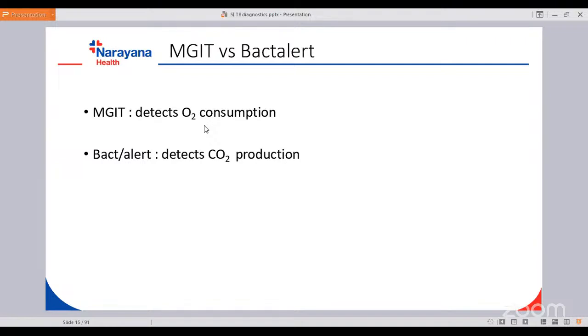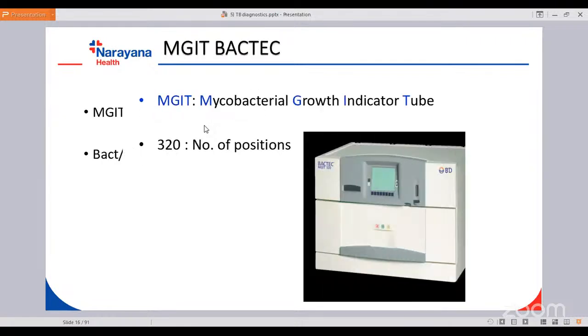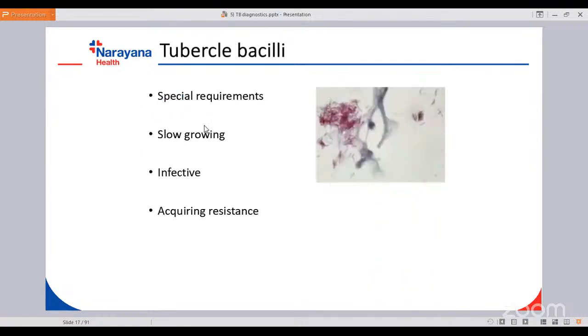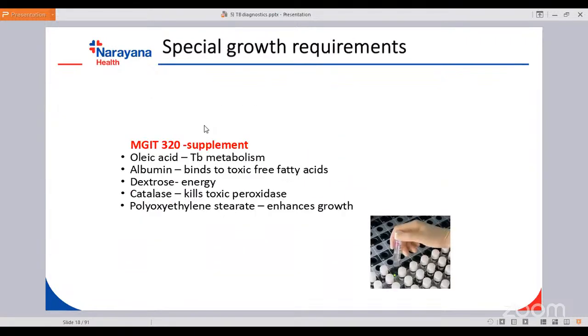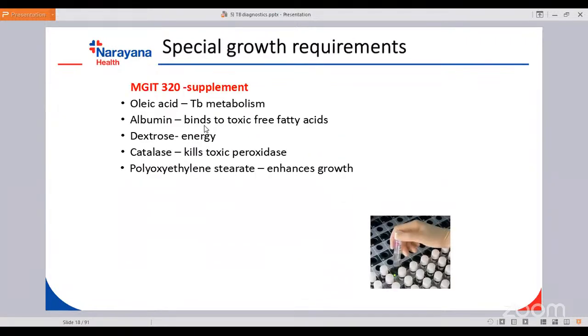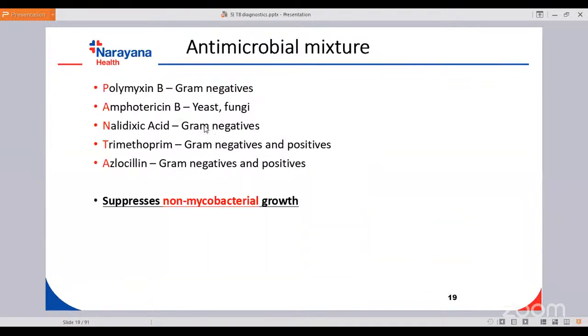So MGIT and BacT/Alert are two equipments that are very widely used, but MGIT is the more widely used modality of TB cultures. This is how the equipment looks. Now, going back to the tubercle bacilli, it has special requirements, it's slow growing. So the MGIT has a supplement which allows the organisms to grow really well. Also, the commonest sample is sputum, which passes through the oral cavity. So to kill all the other bacteria, it also has some mixtures which suppress them.